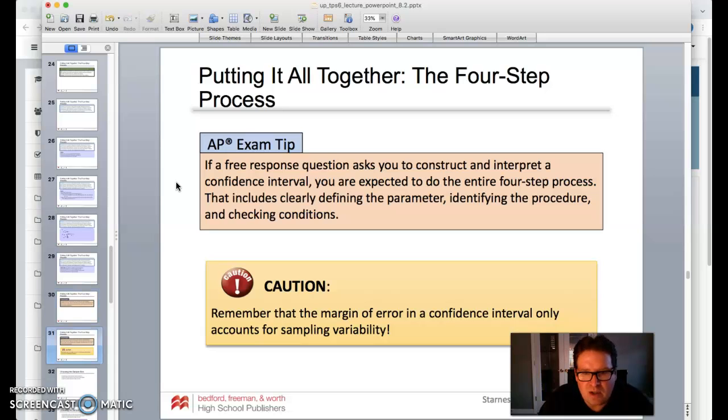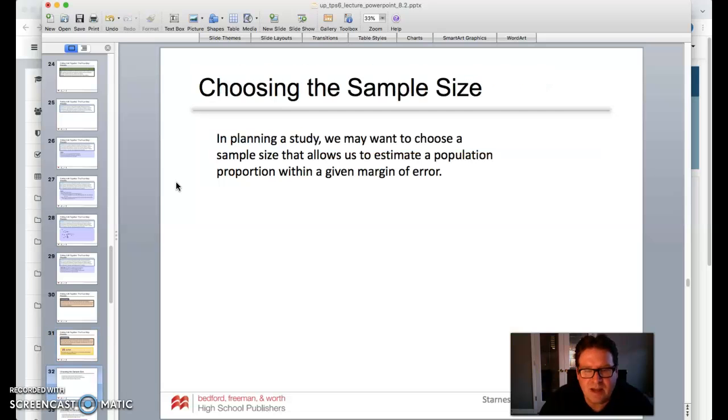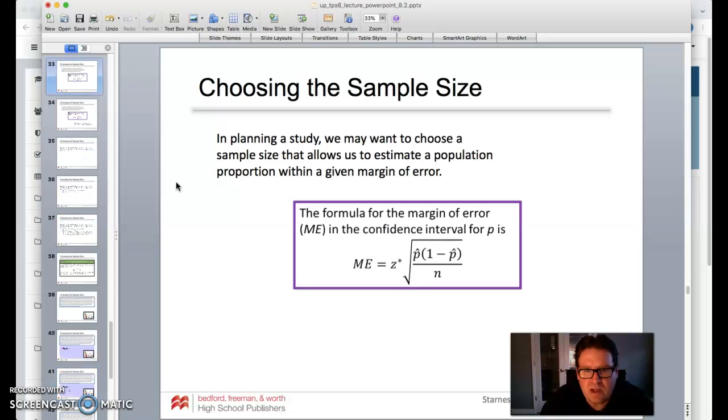All right, remember that the margin of error in a confidence interval only accounts for sampling variability, not bias. Now, how about choosing a sample size? In planning a study, we may want to choose the sample size that allows us to estimate the population proportion with a given margin of error. We can do that using this formula. We figure out what the margin of error is and leave everything else blank as we go in here. Then, filling in the rest, we can figure out what n is.